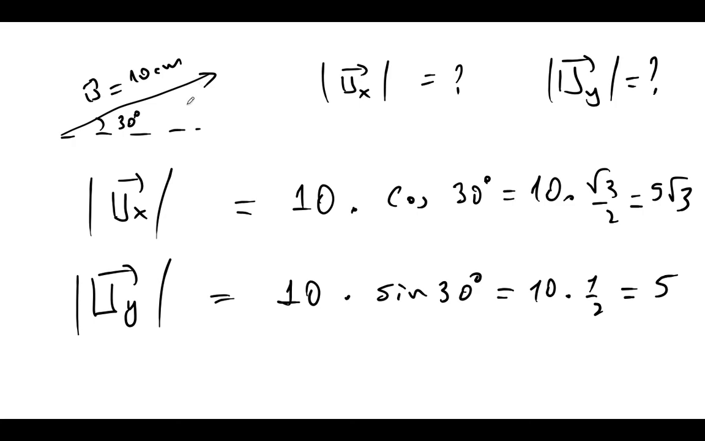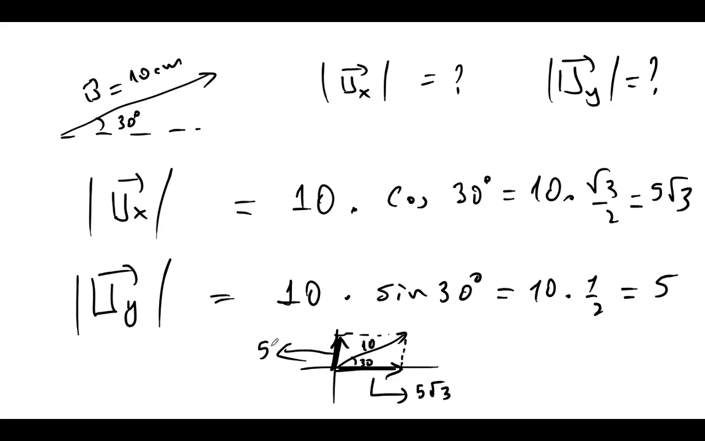If I illustrate this, this is 30 degrees, and this is 10 centimeters. We have an x component here, the horizontal component of the vector. Its magnitude, as we calculated, is 5 root 3. And here we have the y component of u, the vertical component. Its magnitude, as we just calculated, is 5.